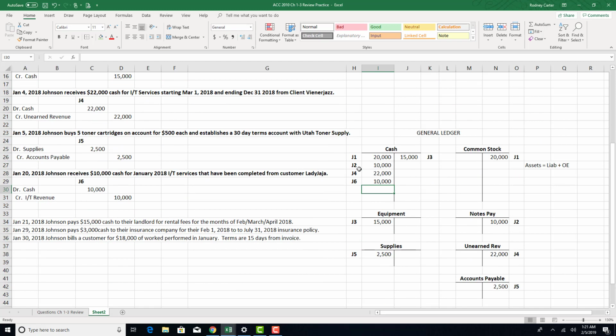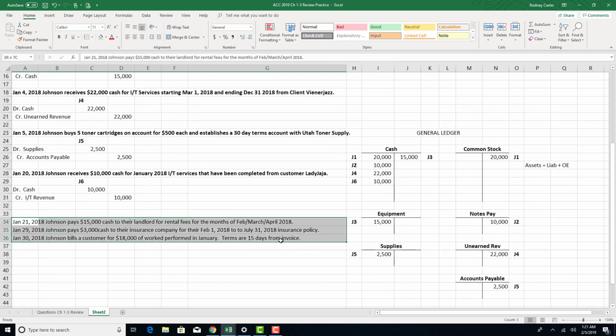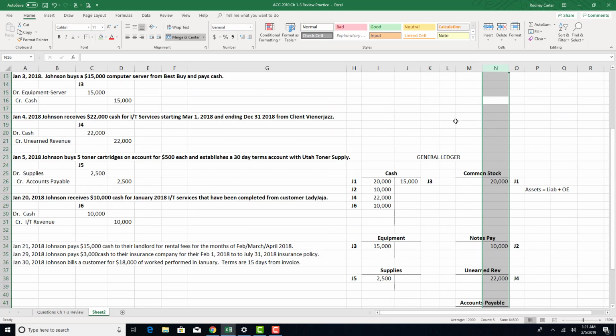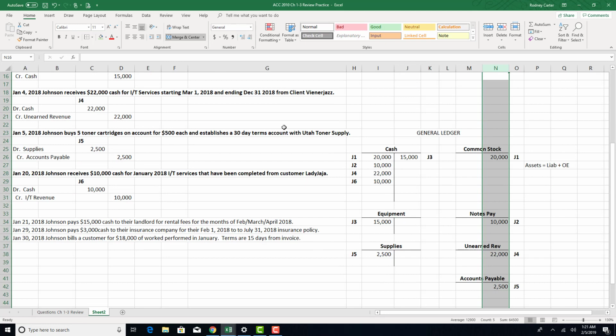Okay, if I were to stop right now, I've got 3 more transactions. If I were to stop right now, what would be our balance in cash? We'd add these up, 62,000 minus 15,000. So what is that? $47,000 debit. The normal balance is what increases the account for these permanent accounts of assets, liabilities, and owner's equity.